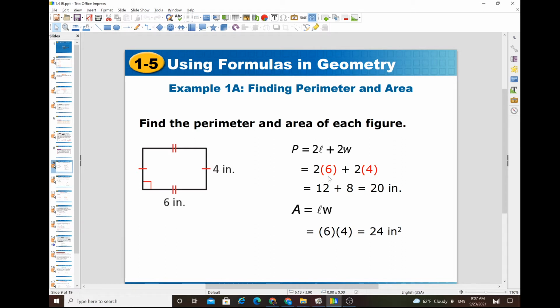So the product of 2 and 6 is 12. The product of 2 and 4 is 8. So 12 plus 8 is 20. So 20 inches. And then the area, length times width, 6 times 4, so 24 square inches.